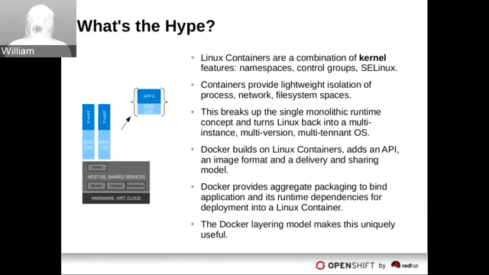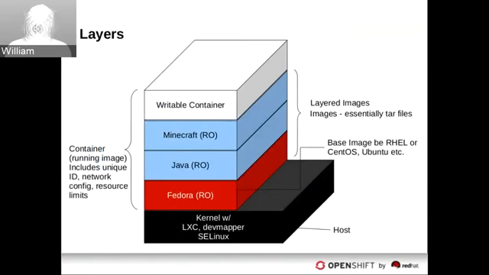So when it comes to containers, the point is that Docker provides a nice API for doing that. But the real power of Docker, for the most part, is this whole image and the image layering. And we'll get into that when we get onto the command line here in a moment. So it provides this aggregate packaging to bind an application and its runtime dependencies for deployment into a Linux container. And the layering model makes it uniquely useful. So let's have a look at that layering model.